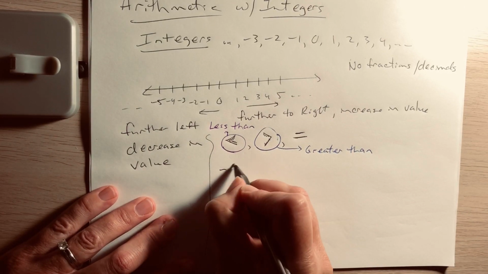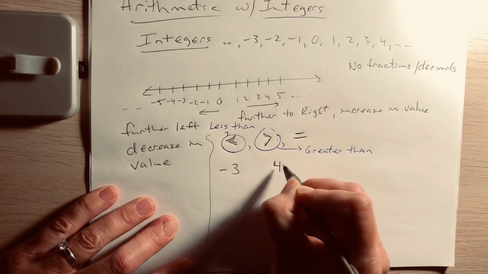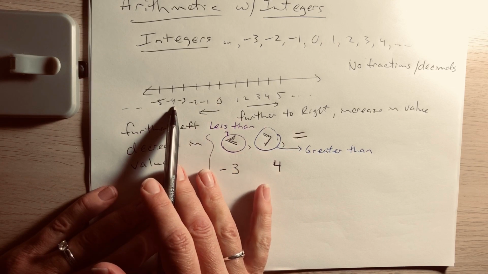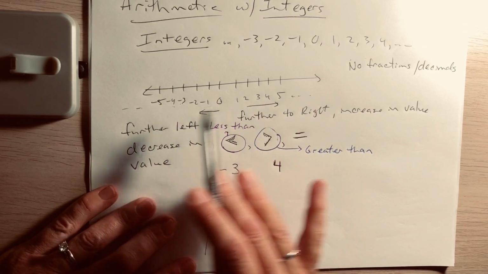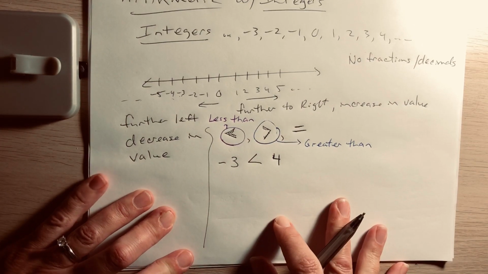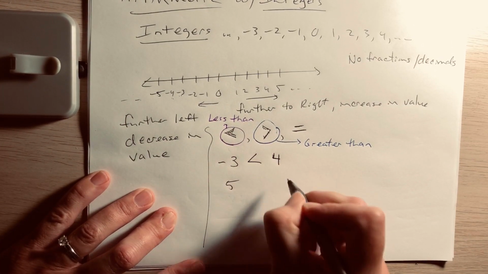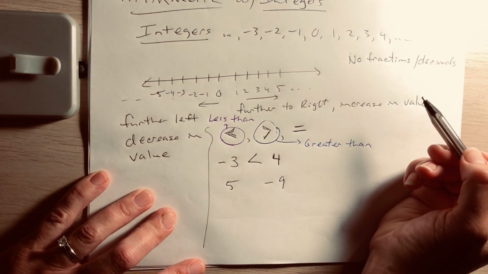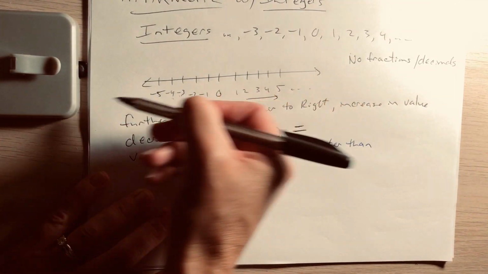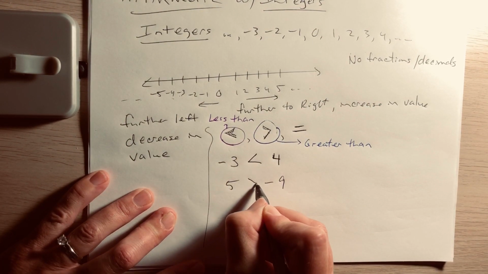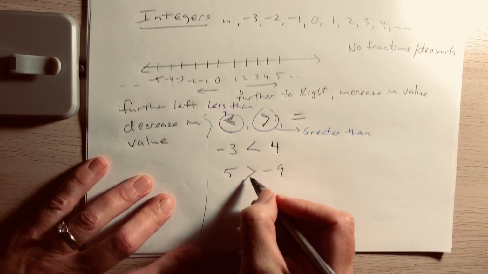So if I have two numbers like -3 and 4, well, -3 appears further to the left on the number line than 4. So -3 is less than 4, and we would put that sign in the middle. If I have 5 compared to -9, again, 5 is further to the right on the number line. -9, while not shown on this number line, would be way further to the left, and so we would have 5 is greater than -9.